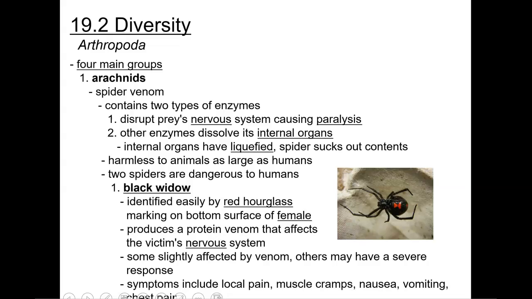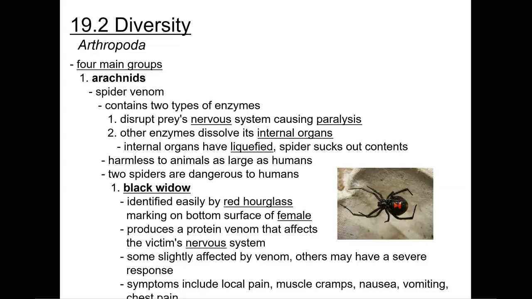With the arachnids, we have spider venom that's going to contain two types of enzymes. The first disrupts the prey's nervous system and causes paralysis. The second enzyme, or other enzymes, will dissolve its internal organs and liquefy them so it can then suck out the contents. It's going to be harmless to animals as large as humans, but for smaller animals, this is deadly.